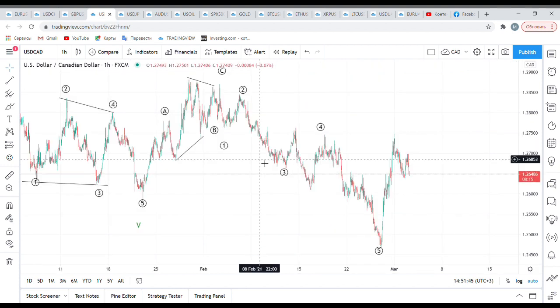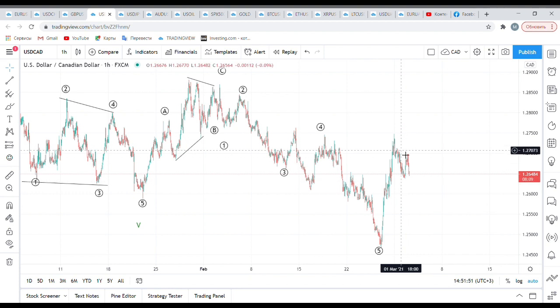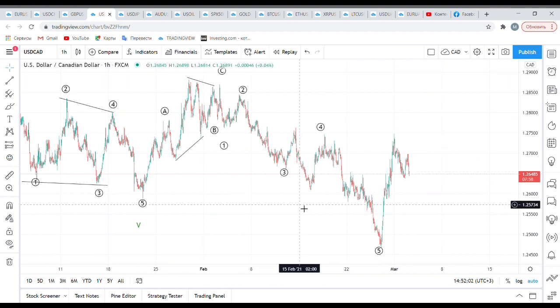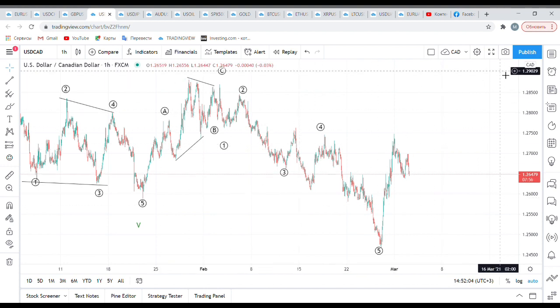For the Canadian dollar, after the completion of the downward impulse, we have a powerful upward movement. I expect continuation of growth after a slight correction. It is difficult to say whether this growth will be within a new upward impulse or it will be limited to a correction to this decline. So we are watching the structure.